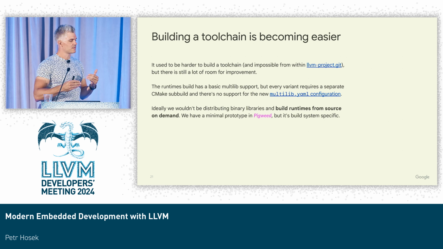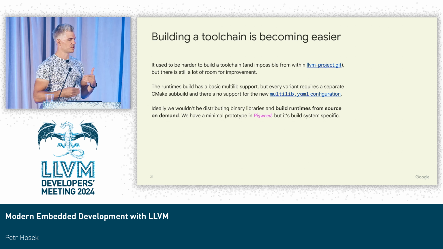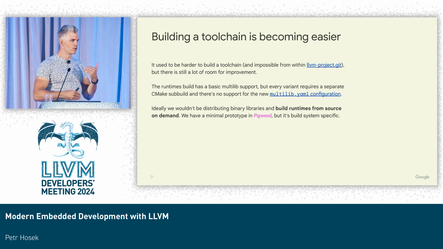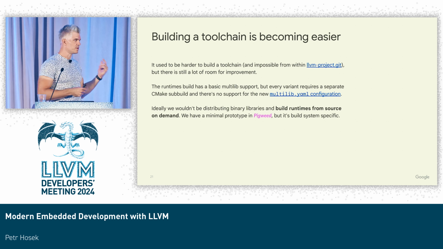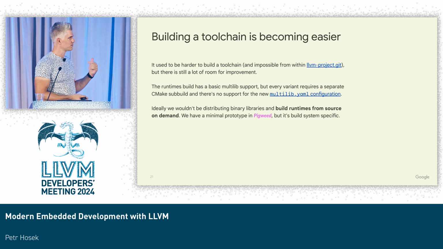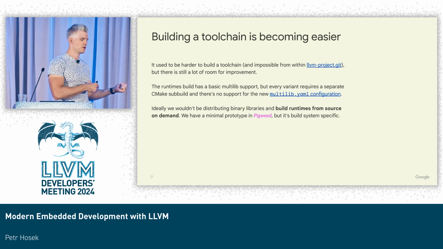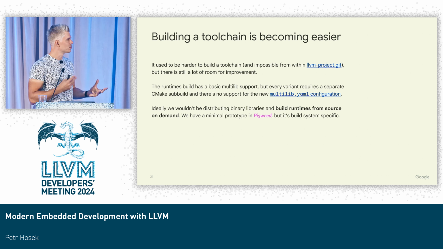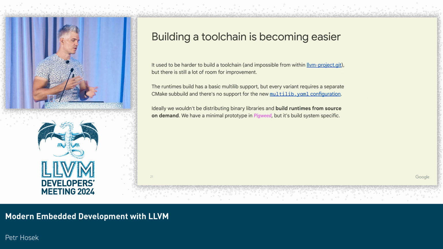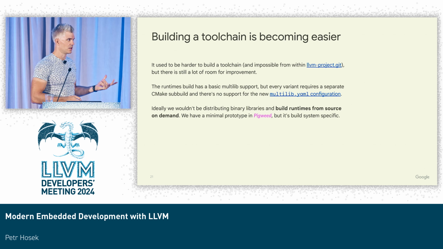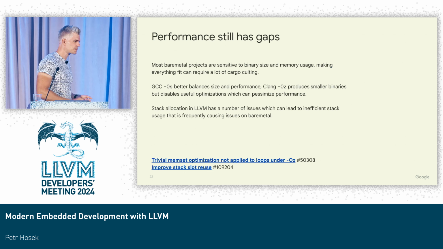But beyond that, I'm actually not even sure if in the long term we should be using multilibs. I think we really should explore the idea of building runtimes on demand from source using the right flags. It's something that we've been experimenting with internally in our Pigweed project, and we do have a minimal working prototype, but right now it's very build system specific, and over time we would like to see if this is something that we can generalize and support directly in Clang and LLVM.